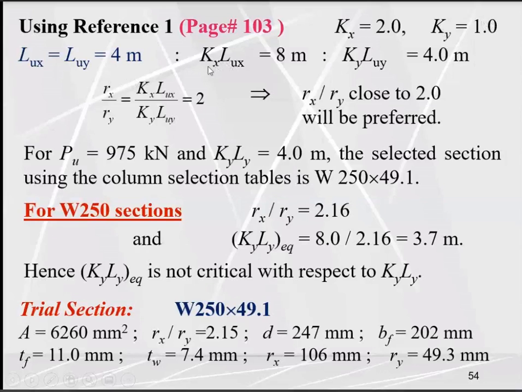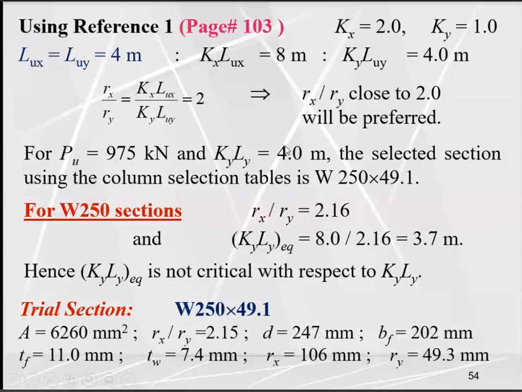If you multiply the Kx effective length factor with the unbraced length about the x-axis, you may have an effective length about the x-axis which may be 8 meters. Similarly, the effective length factor Ky may be multiplied with the unbraced length about the y-axis, which is the same. So you may have the effective length about the y-axis also 4 meters.